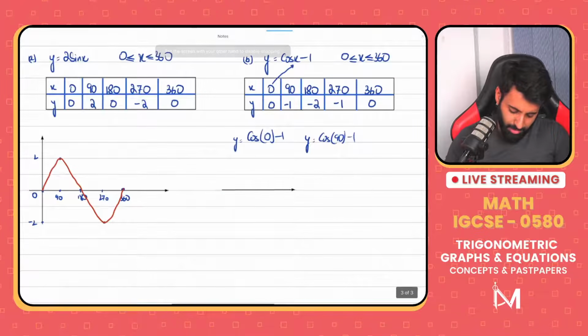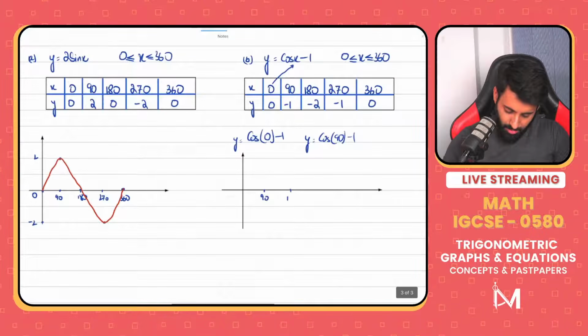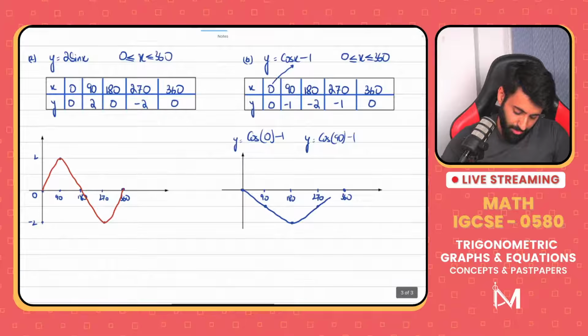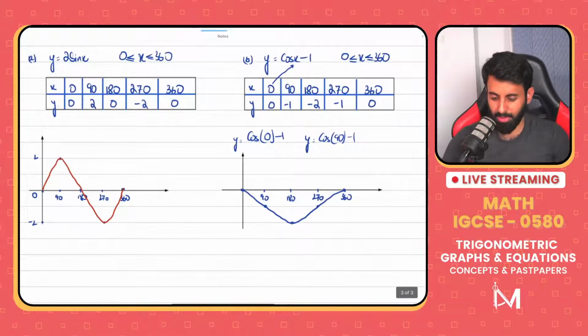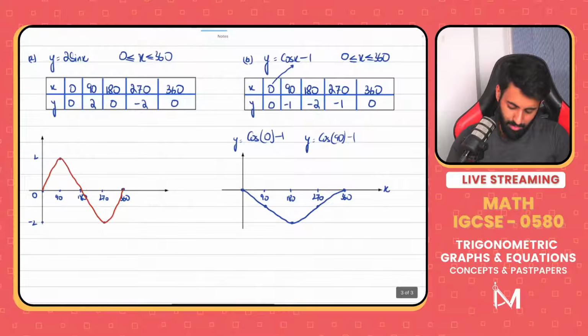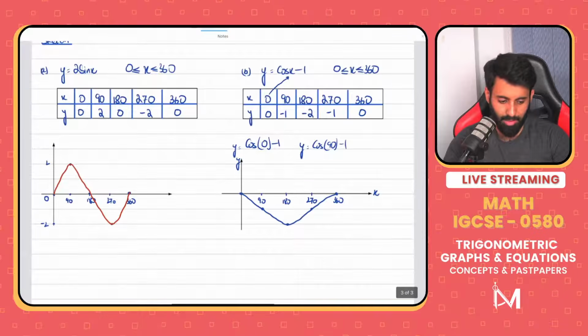All right, now that we have the values figured out, let's mark them and let's draw the graph. So here is 90, here is 180, 270, 360. At 0 it's 0, at 90 it's -1, at 180 it's -2, at 270 it's -1, and at 360 it's 0 again. Okay, so we put this all together and we make a nice and smooth quadratic, oh sorry, not quadratic curve, trigonometric curve, and there you go. That's it, that's your answer. No, radians, you don't have radians in IGCSE or in O-level for that matter.